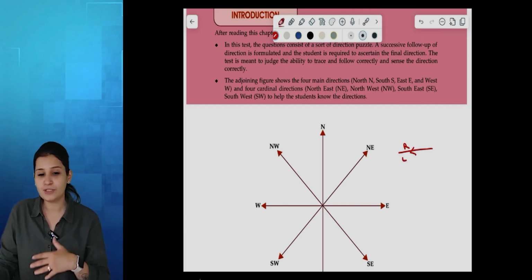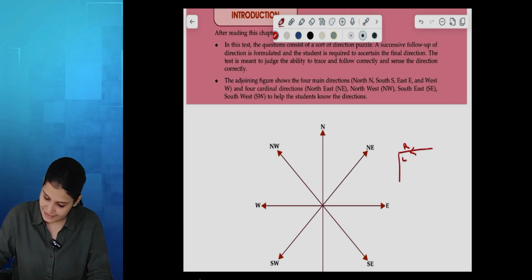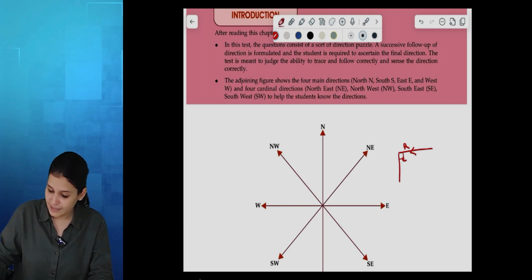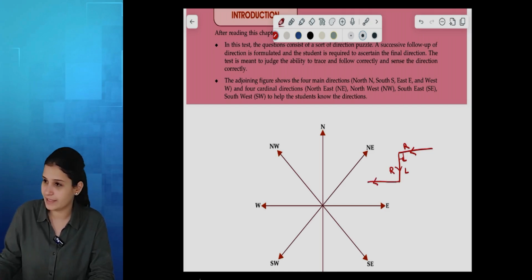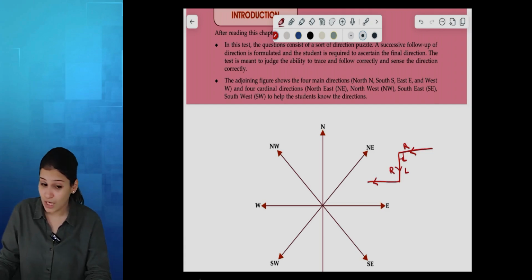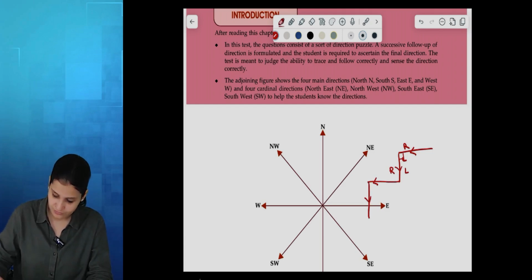If it asks me to turn left, that means 90 degrees left. Later on, if I'm moving in this direction, this is my left and this is my right. Move right. This is my right. Then move south. Move south means go down. Again move left. This is my left.